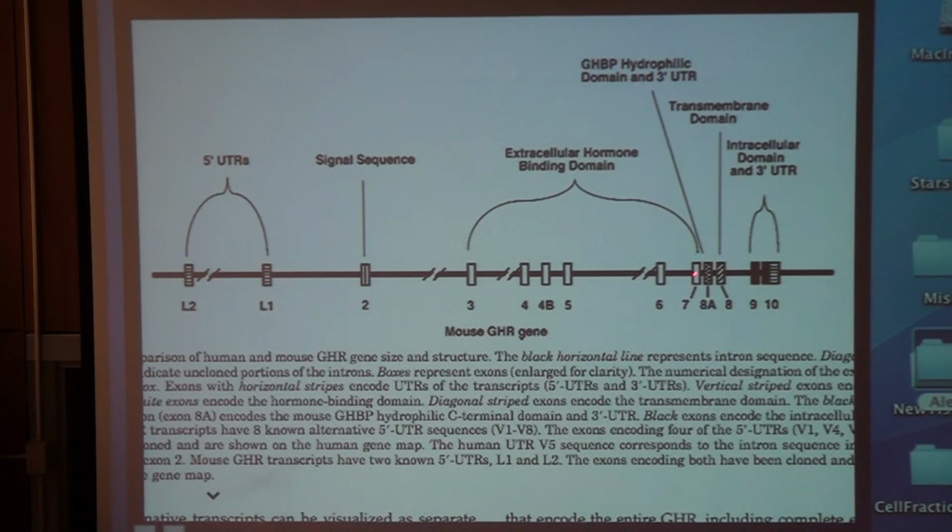And in some cases, exon 7 was spliced to the other exon 8, this one down here. In other words, exon 8A was cut out. And so then, since exon 8 is the hydrophobic transmembrane domain, you got one that was anchored to the membrane, followed by exons 9 and 10, which were for the intracellular domain.